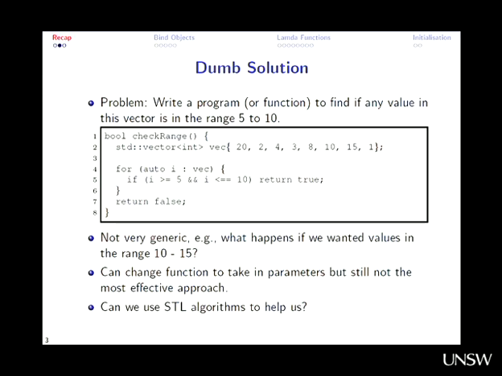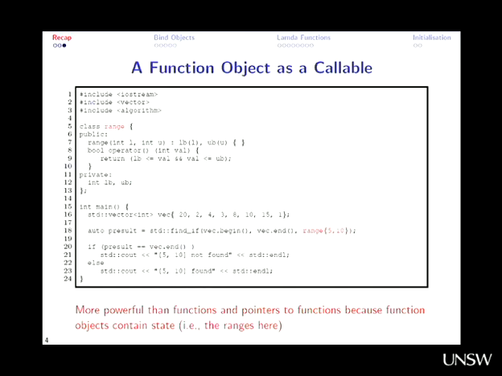What happens if we want to check values in the range 10 to 15? At least in this answer to this problem, we'd have to change the whole function. And we could add in some parameters, but this isn't necessarily the most effective approach, okay? And so the question that we asked is, can we use STL algorithms to help us out? And the STL algorithm that we looked at was std::find_if, which is included in #include <algorithm>. And we looked at the idea of function objects.